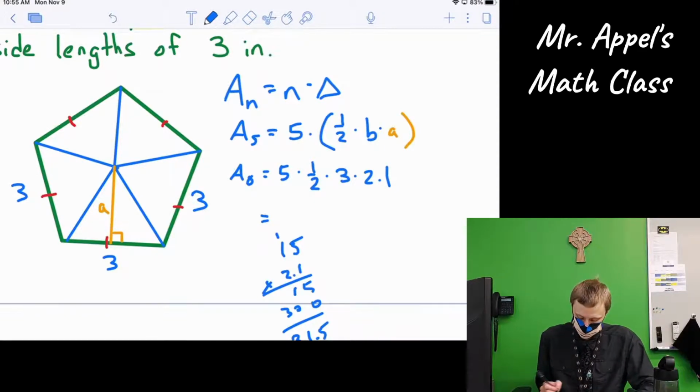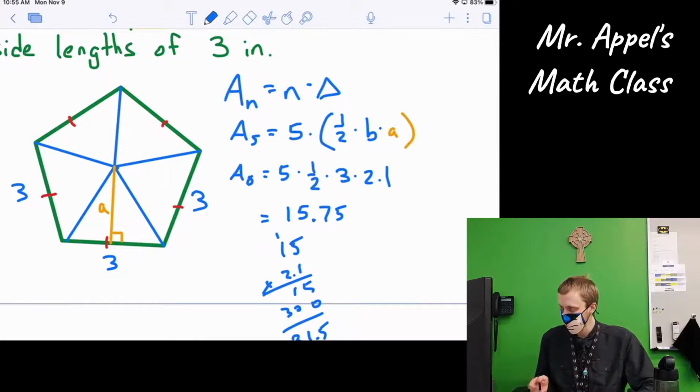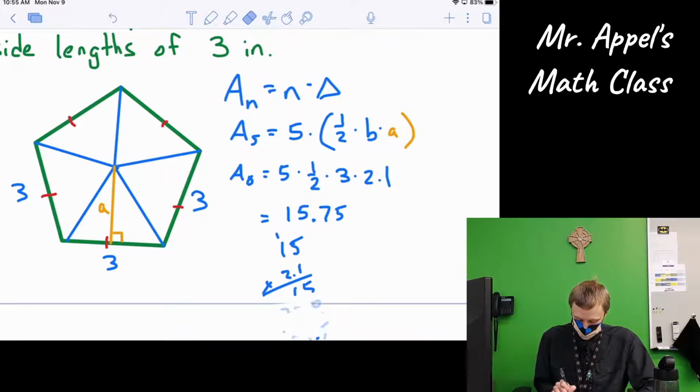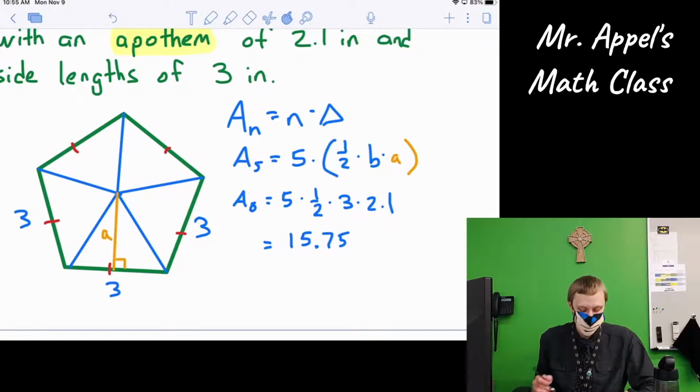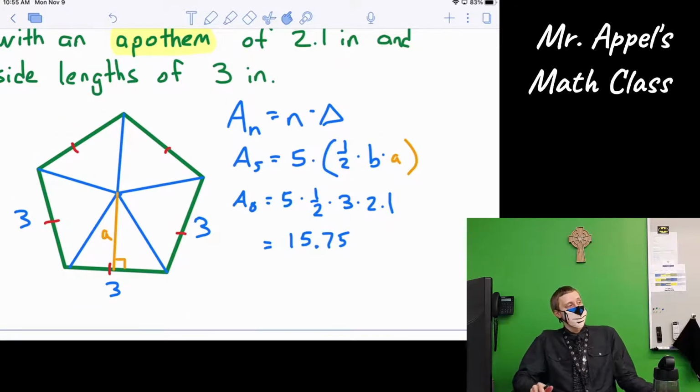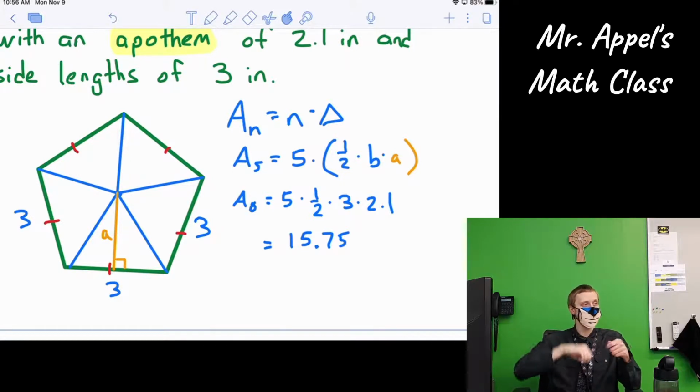Divide by 2. 31.5 divided by 2. Let's see, 30 divided by 2 is 15. 1.5 divided by 2 is 0.75. 15.75. All right, there's the area. Now, that way will always work. When in doubt, break it into triangles. Find the area of the triangle, multiply by how many.